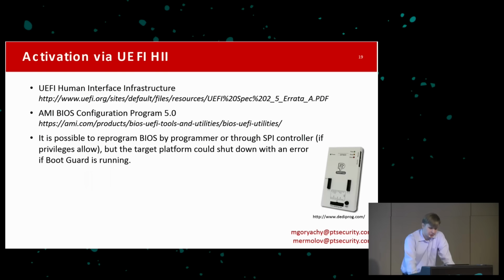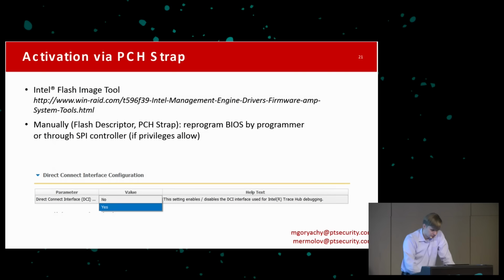But you can use activation via PCH strap. DCI can also be activated by a configuration-specific bit in the PCH configuration, either manually, since they are located in the flash descriptor region, or by using the Flash Image Tool. It is a special tool for creating firmware BIOS. This technique works even if Boot Guard is activated. It's good.